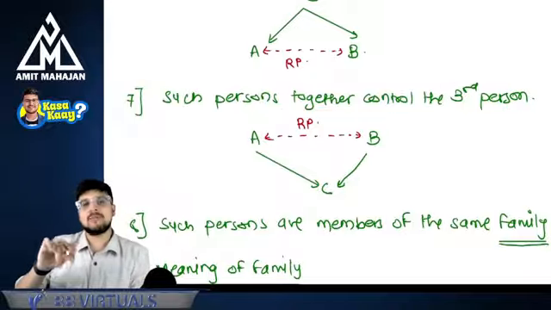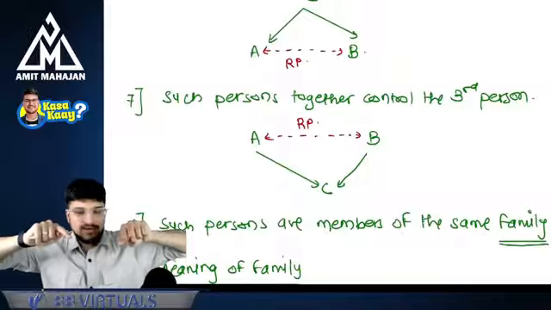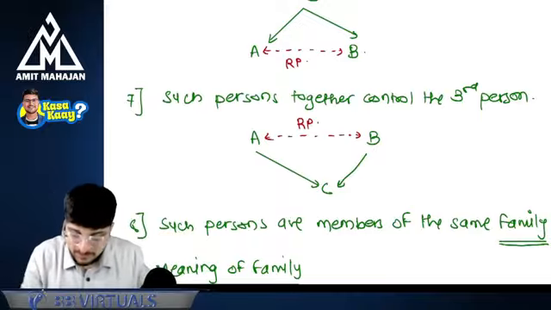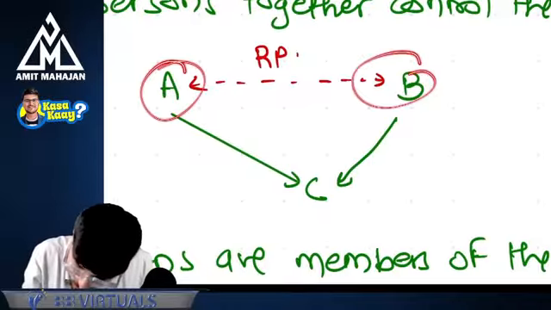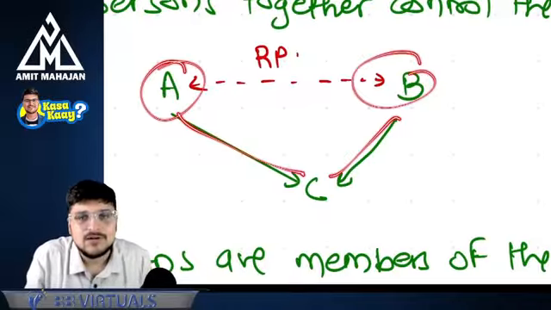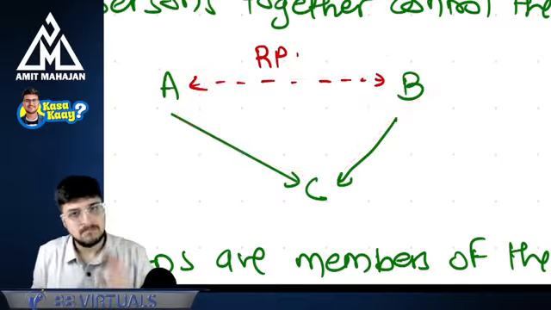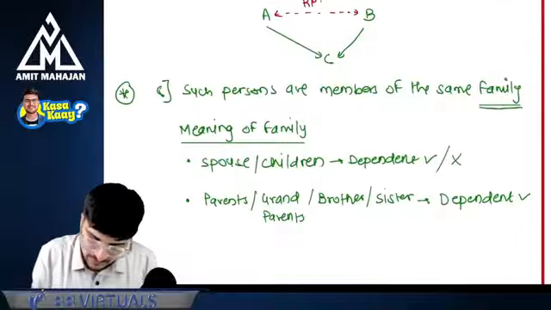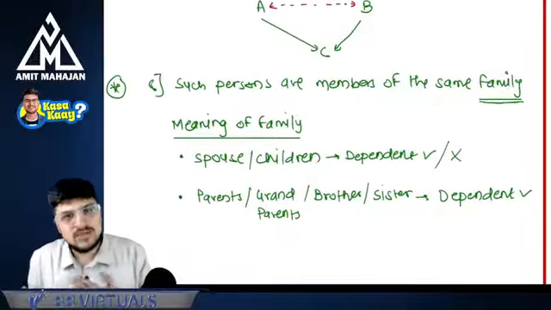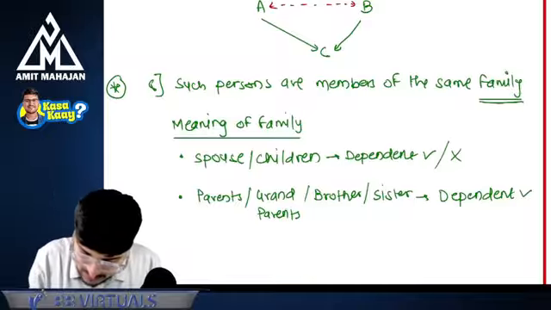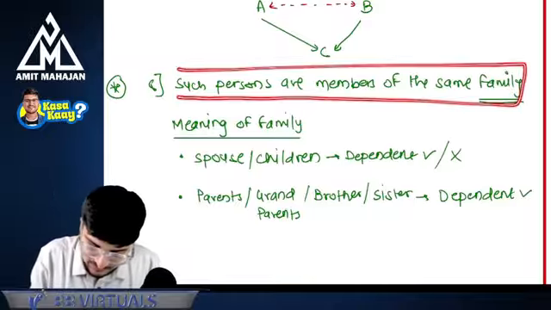Such persons together control a third person. Earlier, two persons were getting controlled by the third person, right? Now these two persons are controlling the third person. So these two persons are known as related parties. Understanding? Point number 7. Point number 8, according to me, is the most important point, and you need to remember this point at least. Such persons are the members of the same family.